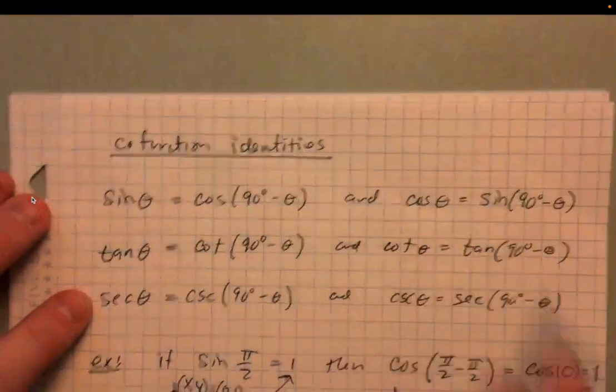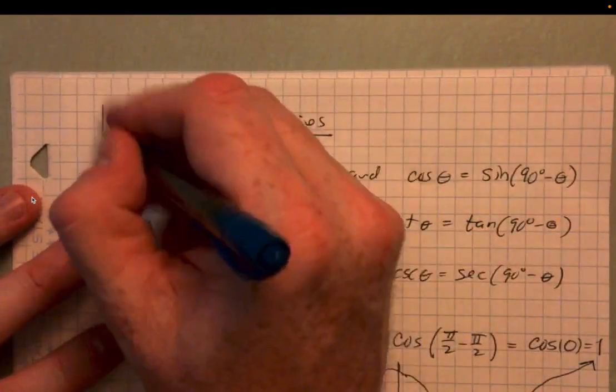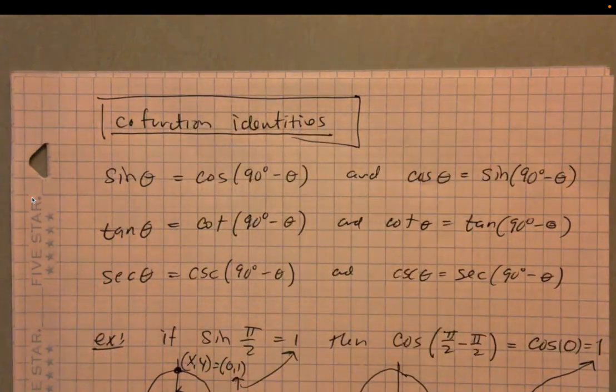So these are called the cofunction identities, and they will come up from time to time, right? And so throughout the course, we'll be introducing little identities like this. And yeah, so okay, I think we'll leave it at that.